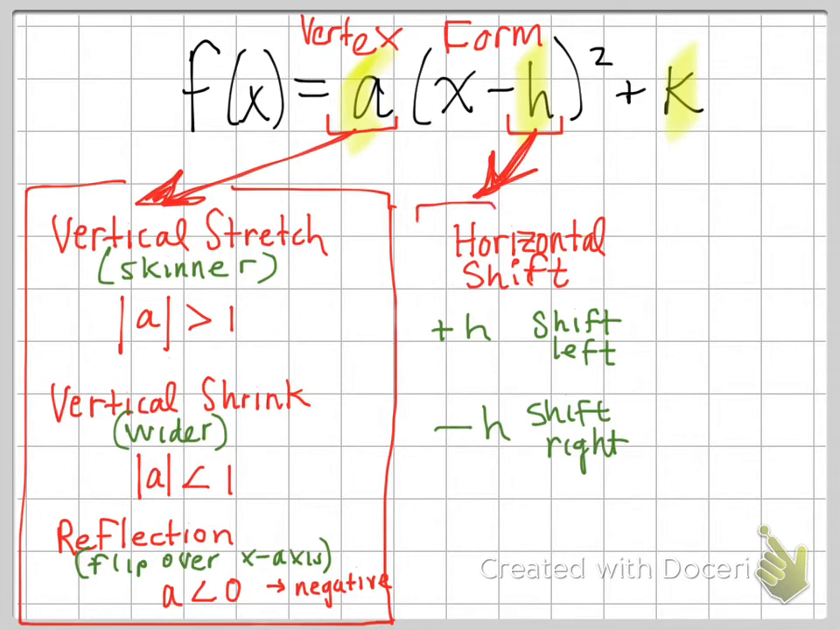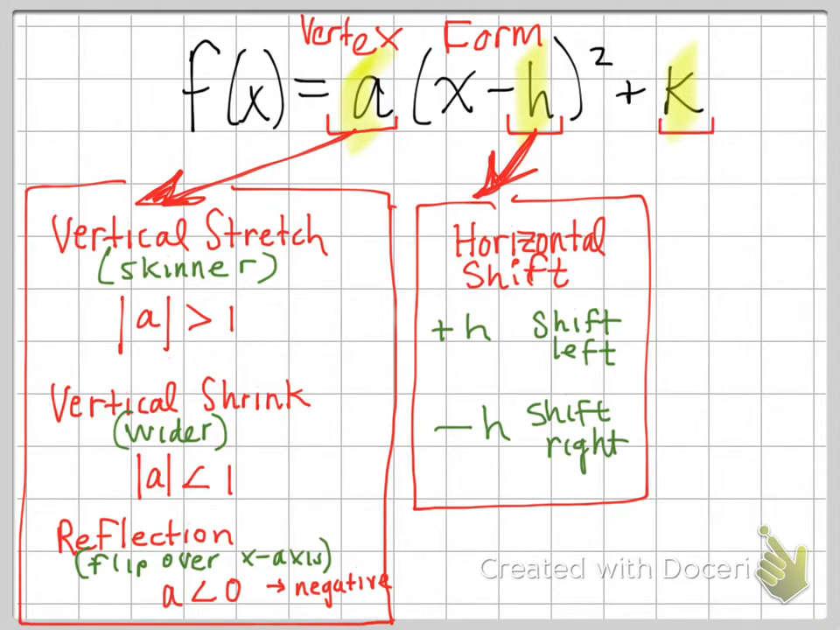And that's all that H can really do, is just move the whole thing right or move the whole thing left. And you just have to remember that it's the opposite way of what you might think. Even though right is the positive direction on the x-axis, the minus a number is what shifts it right.